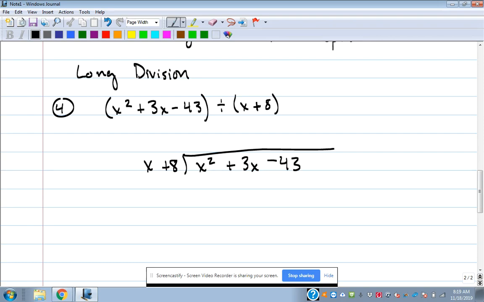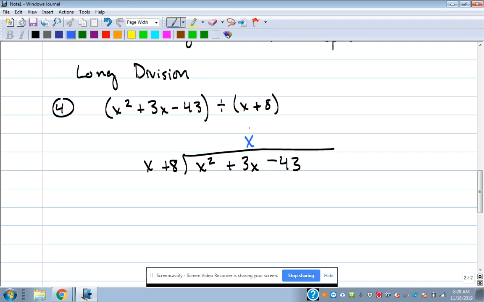On the divisor, the same thing. The highest power on the divisor is 1. We've got x to the first power and then a plain number. So make sure those things are there. If they're not, you've got to put a 0 in their place. Now the next thing you do is you look at the first terms of each piece. First term of the divisor is x. The first term of your dividend is x squared. What times x would give me x squared? X. So that's going to go up top. And I'm going to put it over the x stuff.